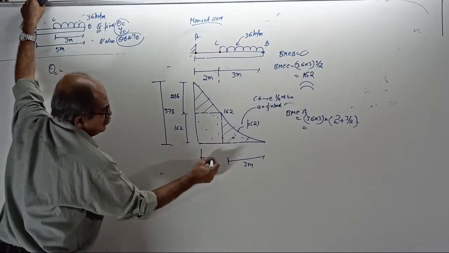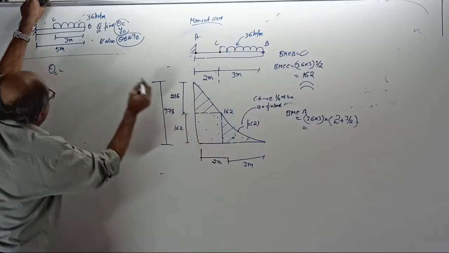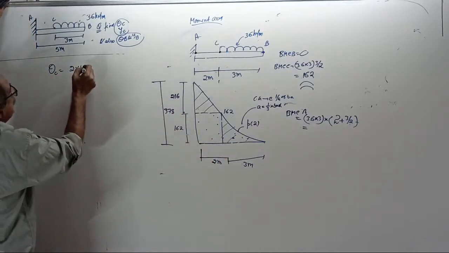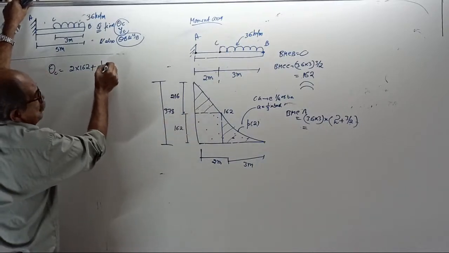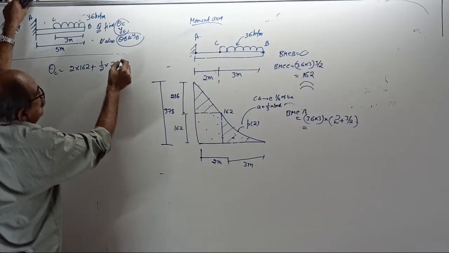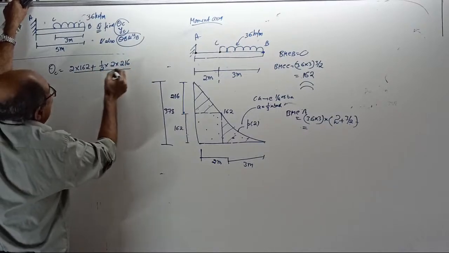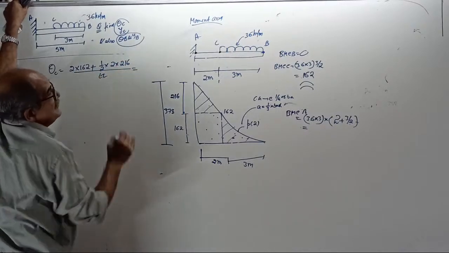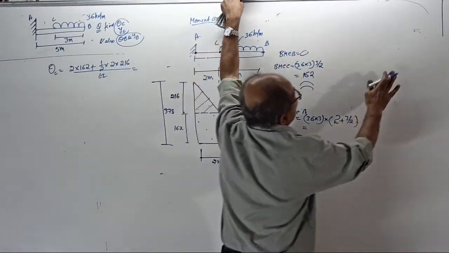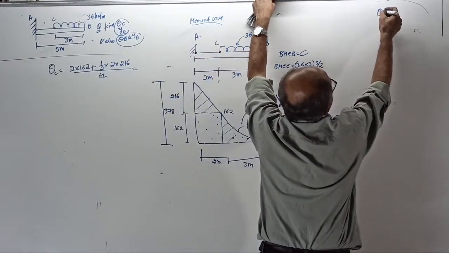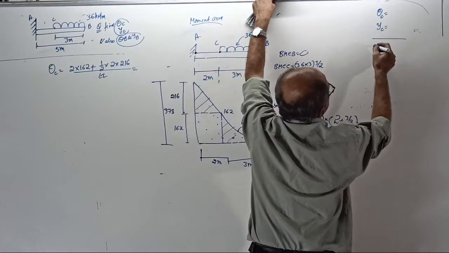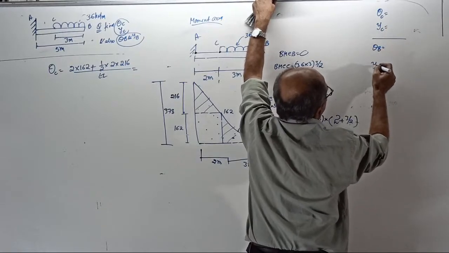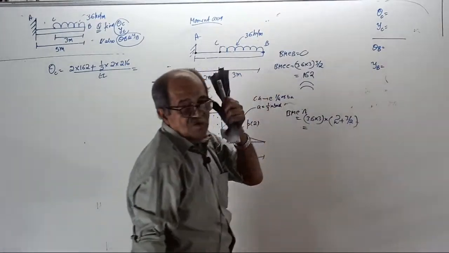Start. This base is 2 meter. It is 2 into 162 plus the triangle, half into 2 into 216, by EI. Answer fast. Theta C, YC, and theta B, YB. Fast answer.